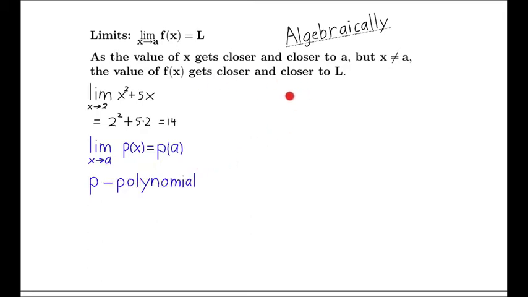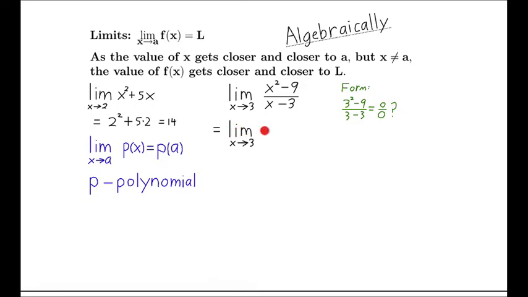Let's look at a more complicated example to see what we have to do when we have to enforce this x not equal to a business. So let's look at the limit as x approaches 3 of x squared minus 9 over x minus 3. This is a little bit harder. If we look at the form of this, we would get 3 squared minus 9 over 3 minus 3, and that works out to be 0 over 0. And 0 over 0 is not defined mathematically. It means that 0 over 0 is not going to be the answer, and we have to do something different.